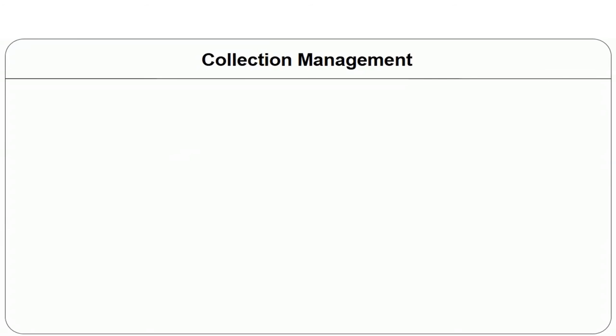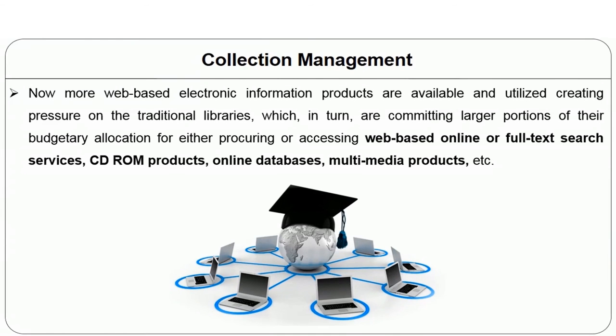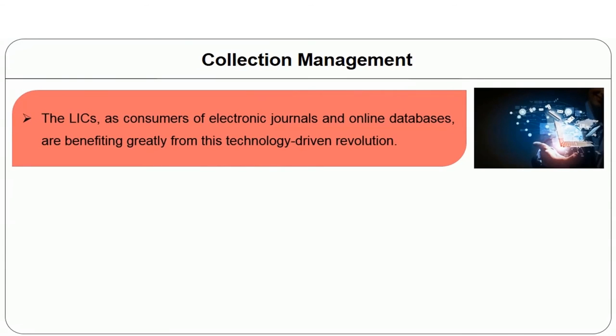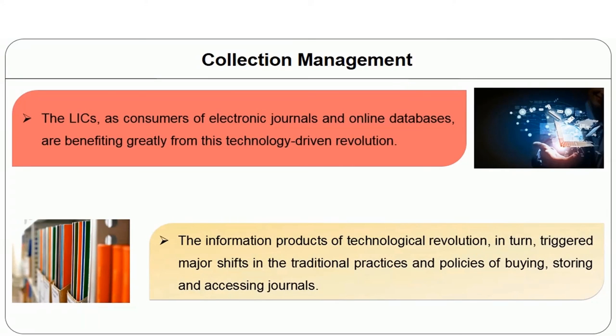Now, more web-based electronic information products are available and utilized, creating pressure on the traditional libraries, which in turn are committing large portions of their budgetary allocation for either procuring or accessing web-based online or full-text search services, CD-ROM products, online databases, multimedia products, etc. The library and information centers, as consumers of electronic journals and online databases, are benefiting greatly from this technology-driven revolution. The information products of technological revolution in turn triggered major shifts in the traditional practices and policies of buying, storing, and accessing journals.